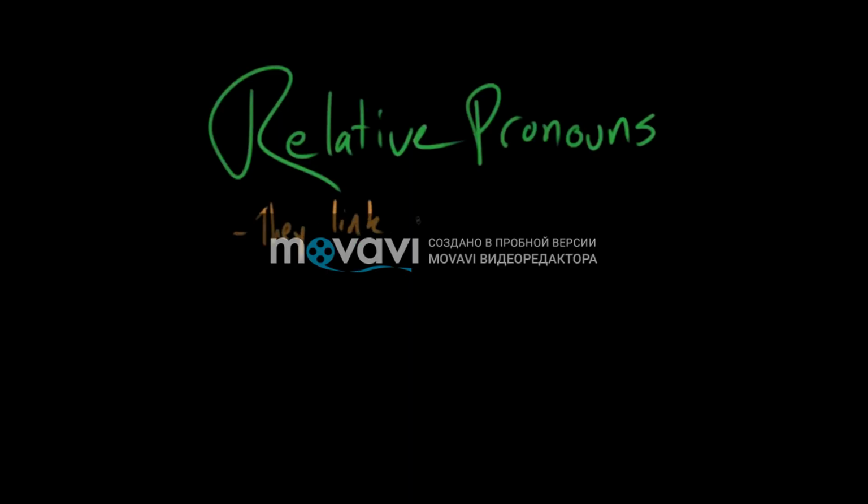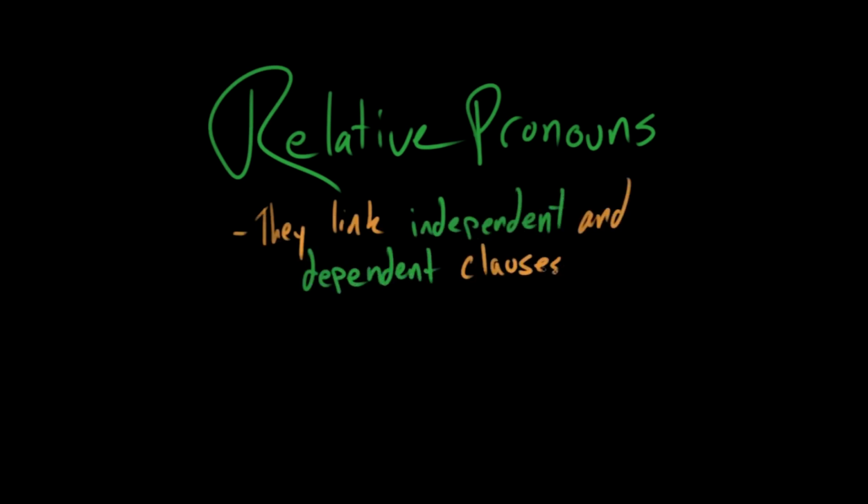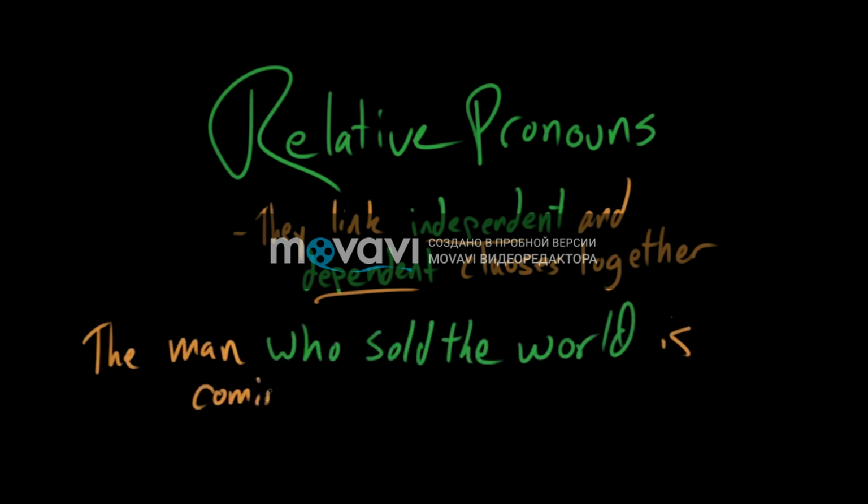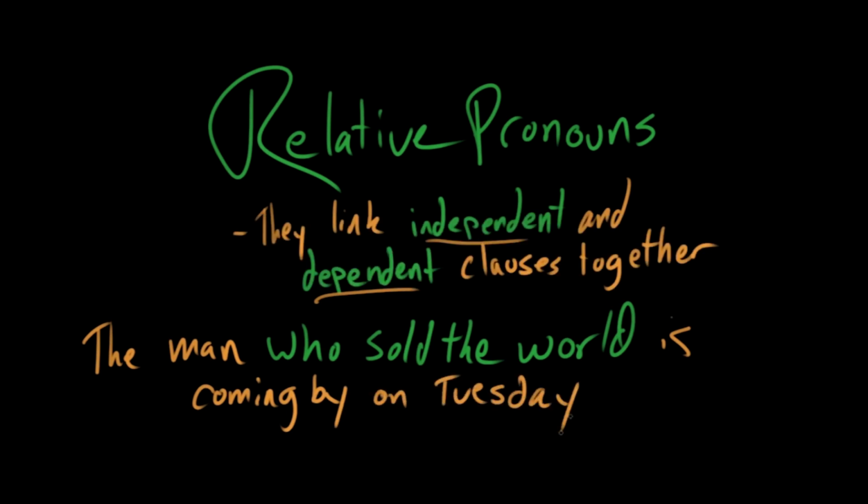Grammarians, we're going to talk about relative pronouns today. What relative pronouns do is link clauses together, specifically independent and dependent clauses. If you don't know what those are, that's okay. Suffice it to say that these pronouns allow you to staple phrases together. For example, in the sentence, "The man who sold the world is coming by on Tuesday," the pronoun who is the relative pronoun there. It's linking the independent clause, "the man is coming by on Tuesday," to the dependent clause, "sold the world." The relative pronouns of English are who, whom, whose, that, and which.